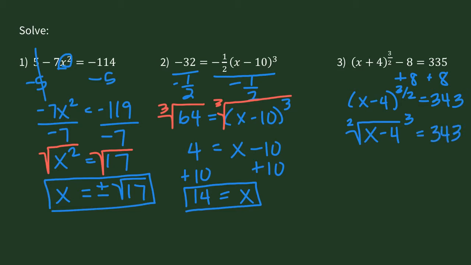And then I need to undo both of those. I need to undo taking the square root, which is squaring, and I need to undo taking the 3rd power, which is taking a cube root.